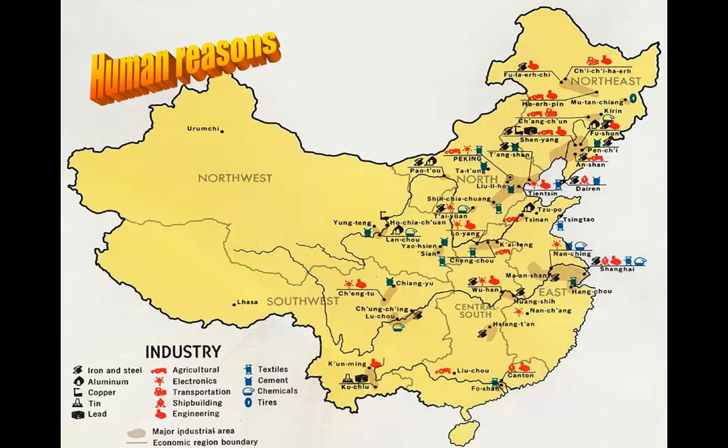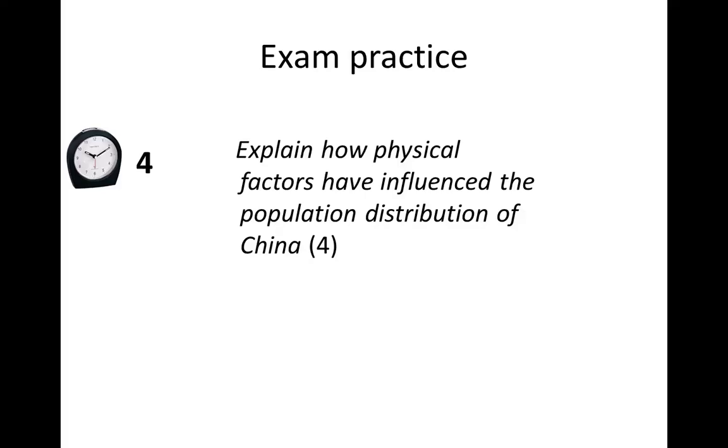Then we get to a question like this one. Pause the video in a second, and you need to explain how physical factors have influenced the population distribution of China. Note it's only asking for physical factors, and note it's asking you to explain. That means you're required to actually give some kind of specific detail and develop your points. Pause the video and have a go at answering the question.